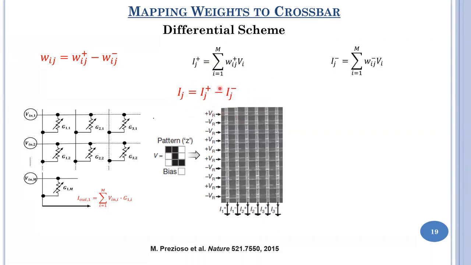And how can you do this? By a simple op-amp circuit, a simple differential op-amp difference circuit or something like that. You can easily do this. The best part of this is that if you have some noise which is injected into both these columns, which are handling the positive part of the weight and the negative part of the weight, then this noise gets cancelled out because of this differential scheme.